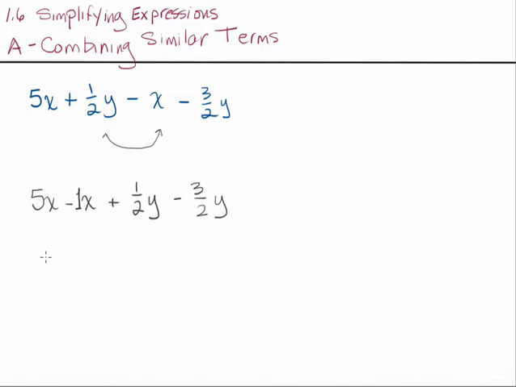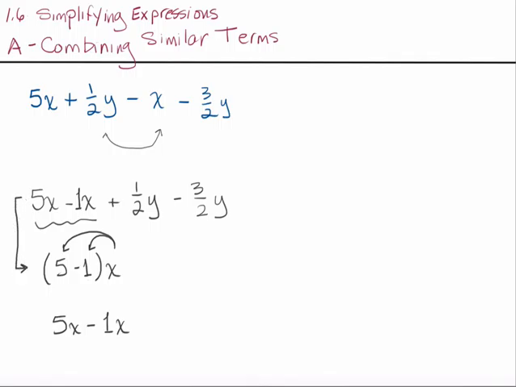Now let's use the distributive property backwards. Notice that if I had started with this and distributed from the right, I would have ended up with x times 5, which is 5x, minus x times 1, which is 1x. And that's what I have up here. So what I've got in this line came from using the distributive property backwards.